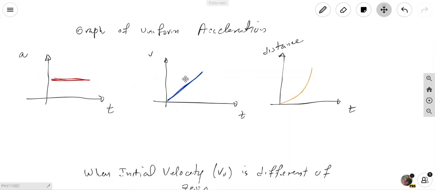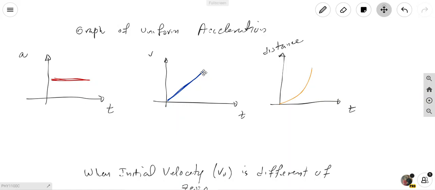Now, when you go to the graph of velocity that is related to this graph of acceleration versus time, you see how the graph is a straight line that goes up. So you have a graph that is an increase in velocity following a straight line, okay? Because we have a uniform acceleration, so we have a constant increase in velocity, right? So remember always this relation between the acceleration and the velocity.